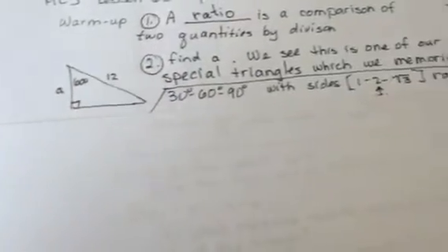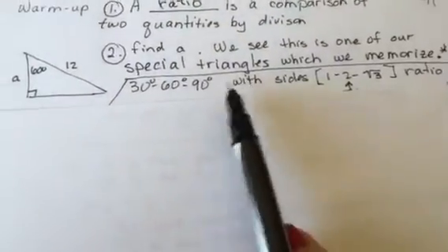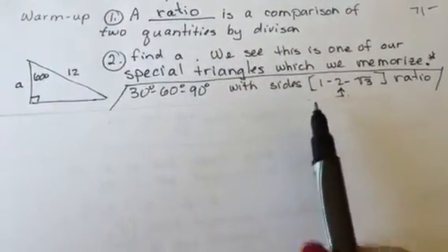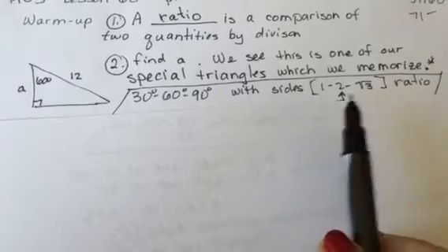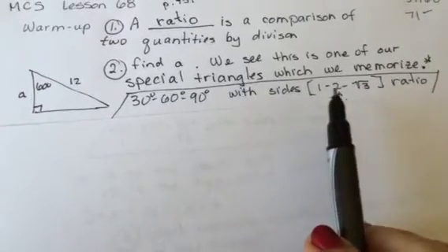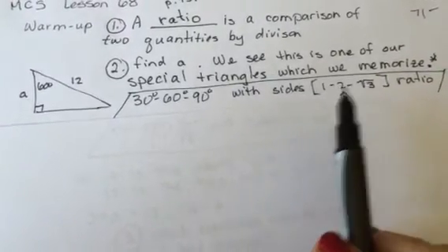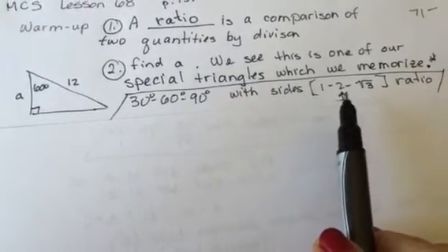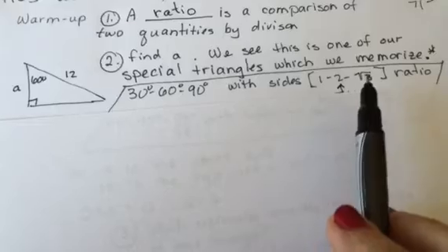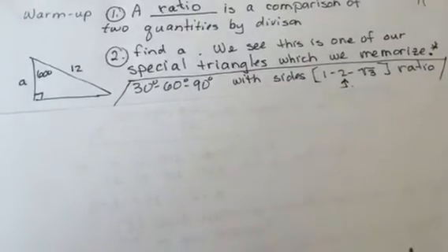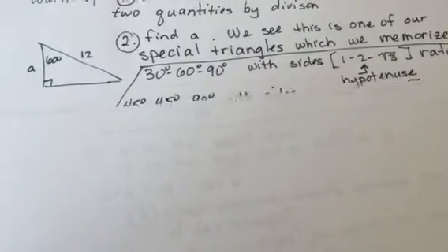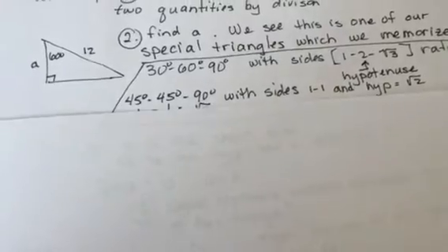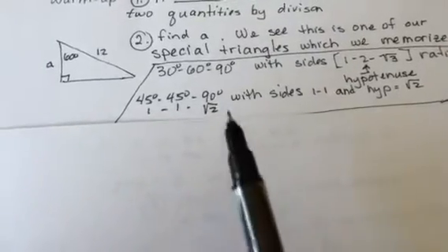This is a review of the 30, 60, 90 triangle, with sides that have a common ratio of 1, 2, square root 3. We learn 1, 2, square root 3 because the numbers flow, but 2 is in fact the largest of these numbers, being larger than square root 3. So it is the hypotenuse. Yes, the hypotenuse is always the longest side.